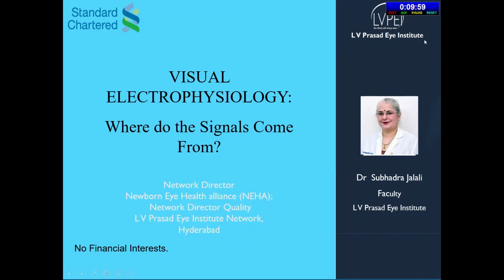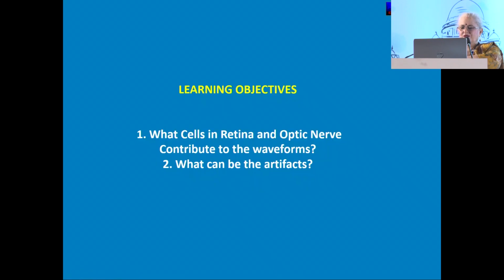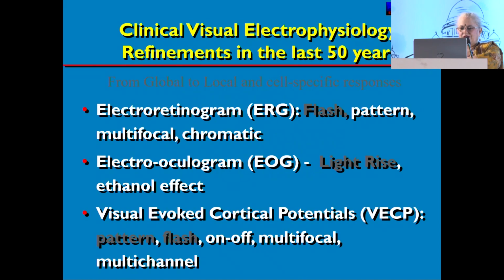And this is a basic lecture on where the signals come from in electrophysiology. So we know that vision is not from the cornea or lens or from the disposable parts of the eye, but from the non-disposable and the beautiful part of the eye, which is the retina. So we wanted to discuss what are the cells in the retina and optic nerve which contribute to the waveforms, and then what can be the artifacts.